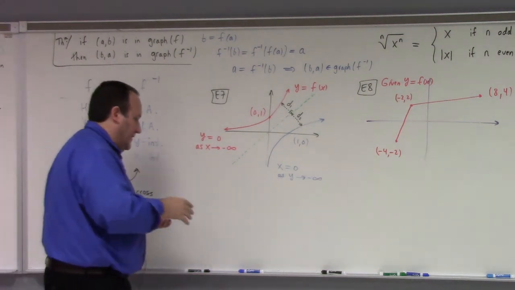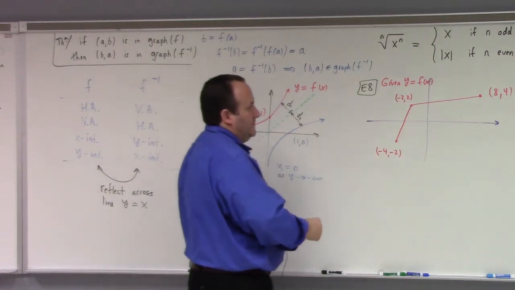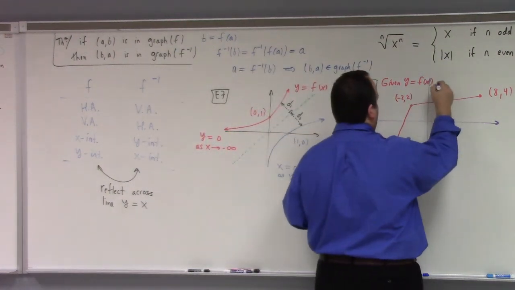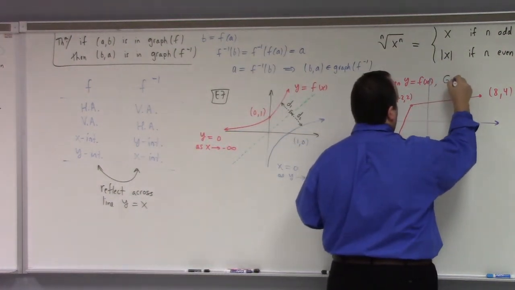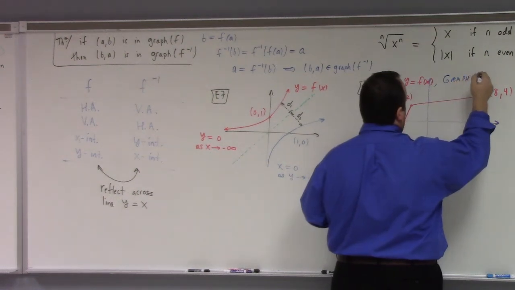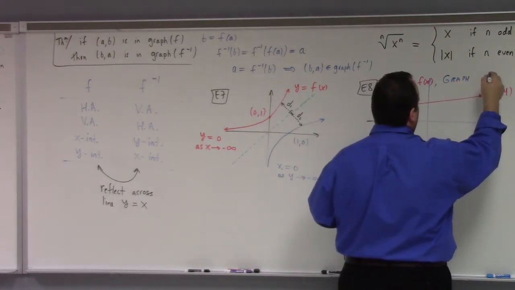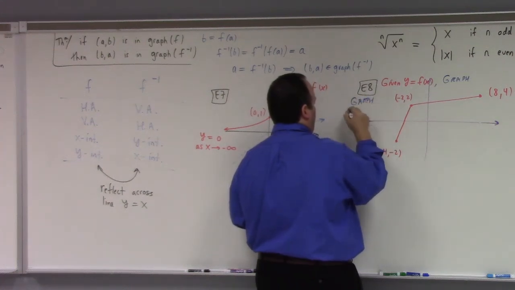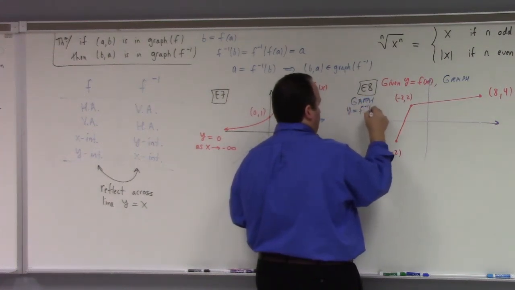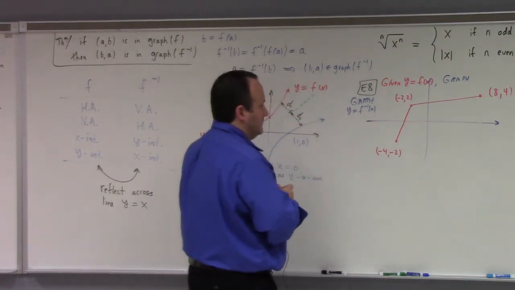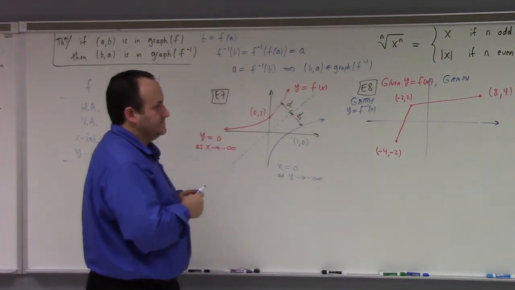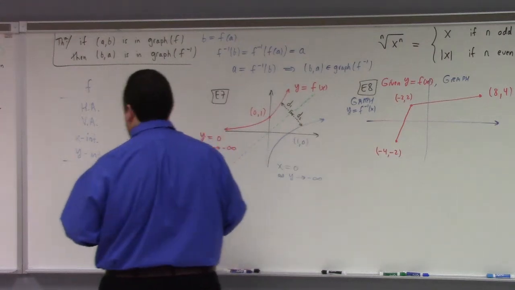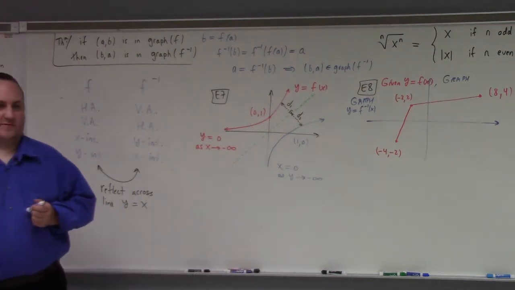So I'm going to put the solution now in blue. I may regret writing where I just wrote. Oh well, let me write it over here. Graph y equals f inverse of x. How do you do it? And I'm going to have to erase that. I can see what's coming here for me.